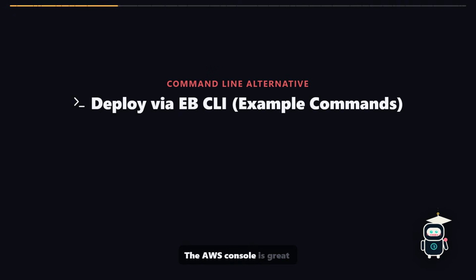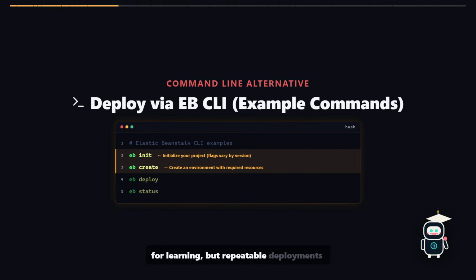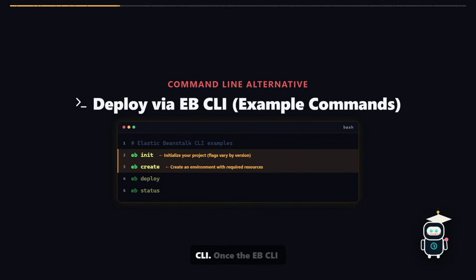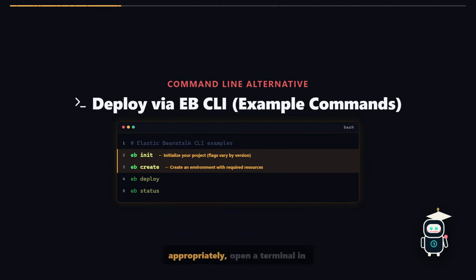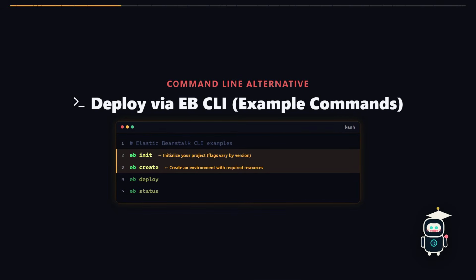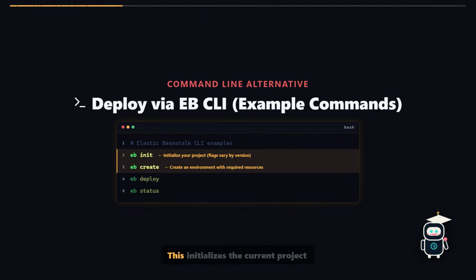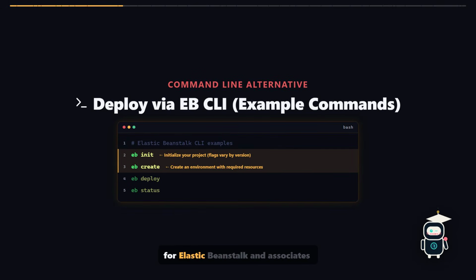The AWS console is great for learning, but repeatable deployments often benefit from command-line tooling. Elastic Beanstalk provides the EB CLI. Once the EB CLI is installed and your AWS credentials and region are configured appropriately, open a terminal in your application directory. A typical workflow begins with eb init. This initializes the current project for Elastic Beanstalk and associates it with an application and platform configuration.